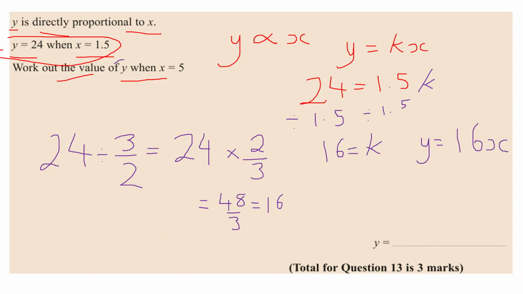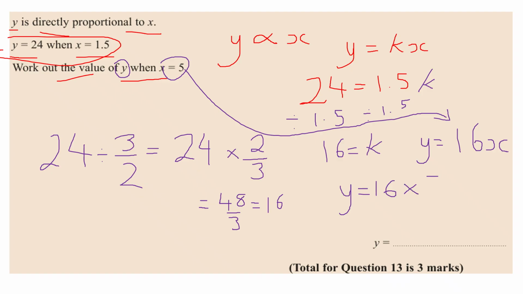What do I do now, guys? I'll work out the value of y when x is 5. I can now substitute 5 into my new equation, because I now know what K is at this stage, to work out the value of y. We'll have y is equal to 16 multiplied by 5, and 16 times 5, guys, will be 80.